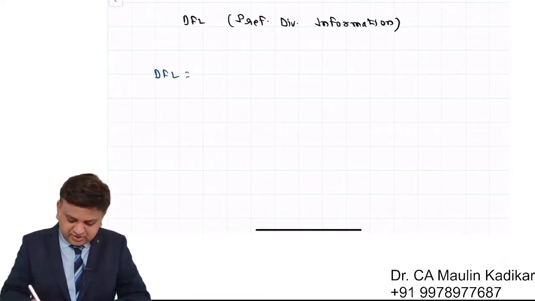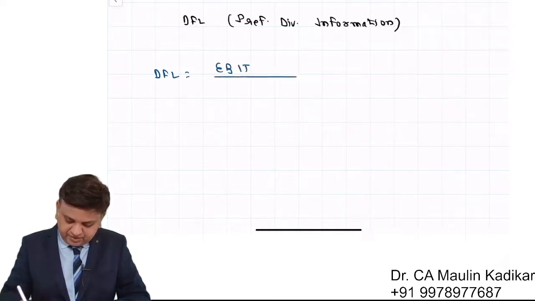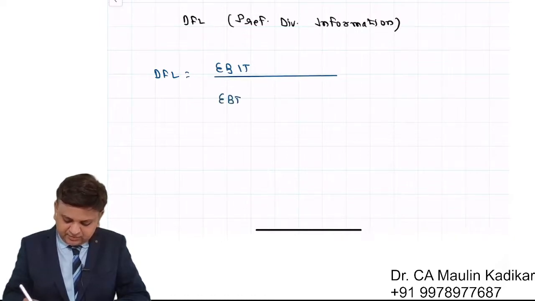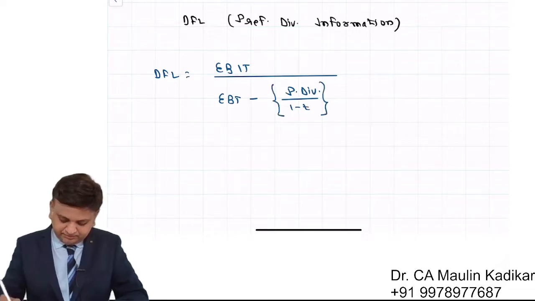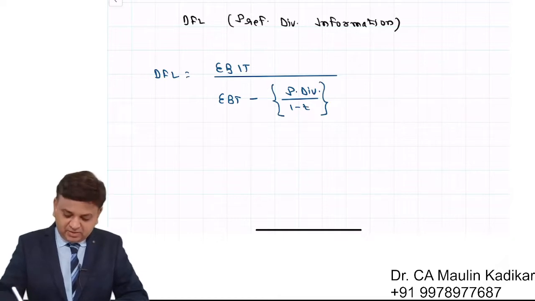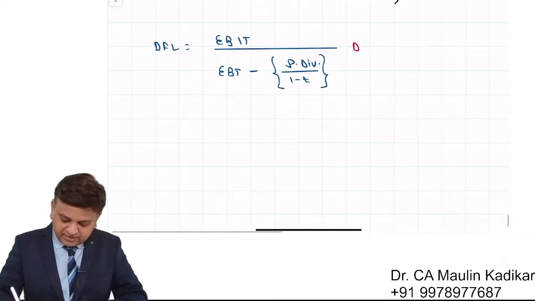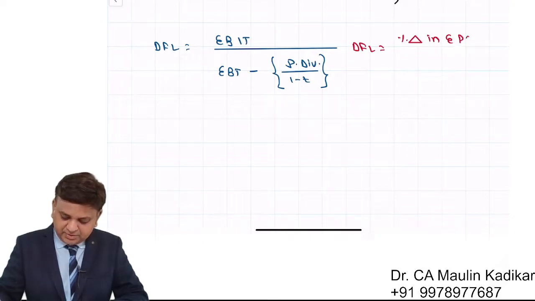Degree of financial leverage in this case will be calculated as earning before interest and taxes divided by earning before taxes minus preference dividend divided by 1 minus tax rate. That is the way the degree of financial leverage is calculated. And degree of financial leverage is measuring the percentage change in earning per share for every 1% change in EBIT.